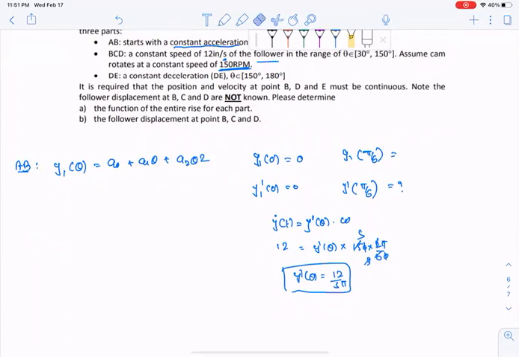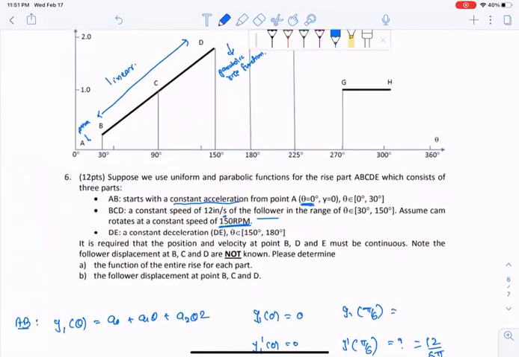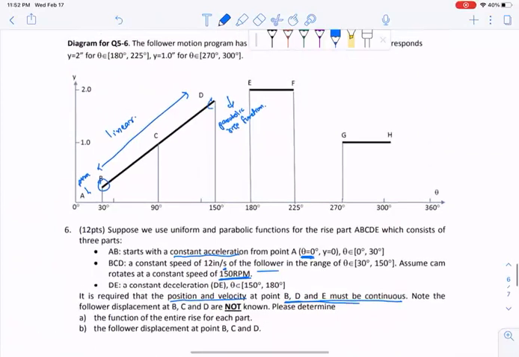So this is going to be the value over here, 12 by 5 pi. So velocity at B has to be the same. For the linear part, velocity is given as 12 by 5 pi. So for the parabola as well, velocity has to be 12 by 5 pi to ensure the continuity in velocity. So we have to ensure that position and velocity are continuous at points B, D, and E. Position and velocity have to be continuous at these 3 points, B, D, and E.